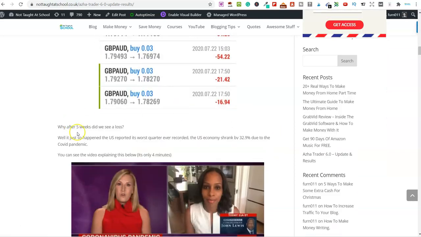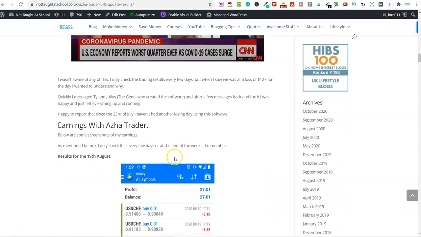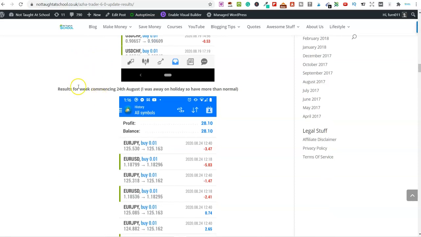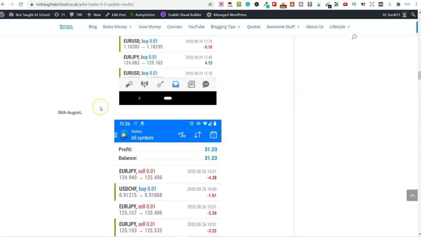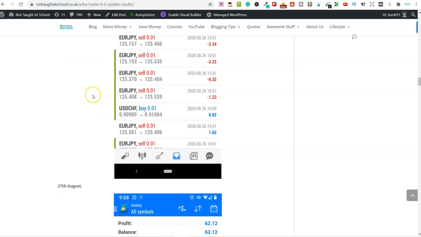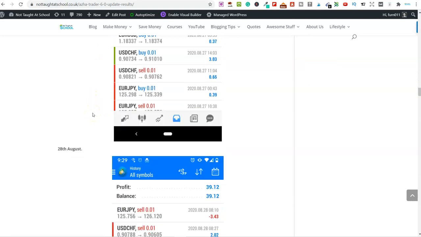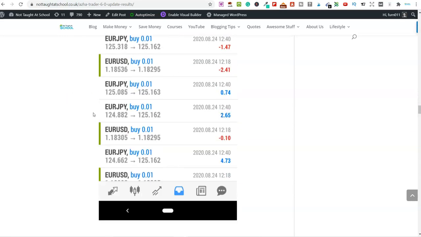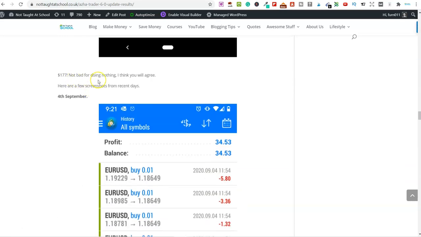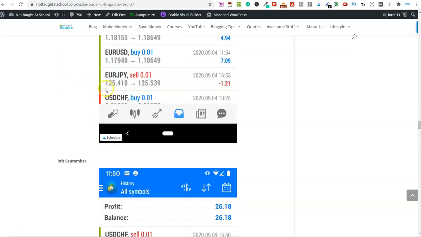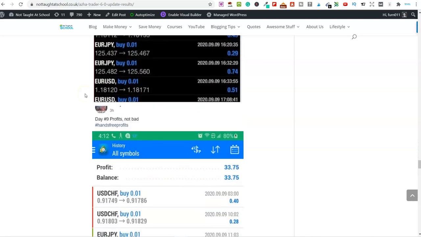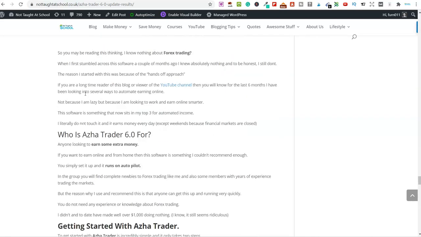So I also share on here, look, after 5 weeks, why did we see a loss? And again, this is in the article. And then I just shared the results for the following week. So this was the 19th of August, results for the following week, 26th of August, 27th of August. And like I've mentioned, I didn't have screenshots for every single day because I genuinely just forget to do it. So $177. Then we're into the 4th of September. And then I share some screenshots here from other people within the Facebook group as well.